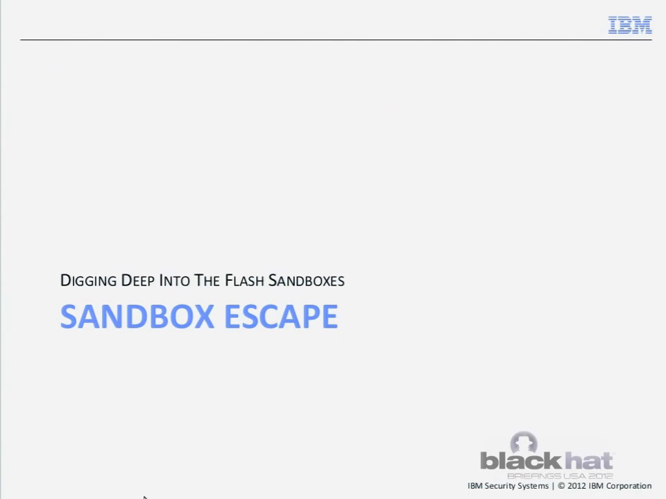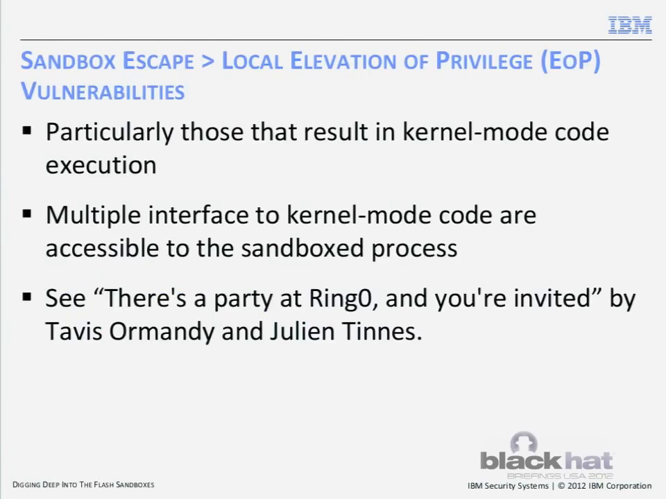We'll now discuss the different methods for a sandbox escape. Most of the items discussed here do not only apply to the Flash sandboxes, but can also be applied to other sandboxes as well. So the first option for an attacker to conduct a sandbox escape is to exploit local EoPs, especially those that result in kernel mode code execution. With multiple interfaces still available to the sandbox process, such as system calls and device objects, exploiting local EoPs is an ideal way to escape the sandbox.